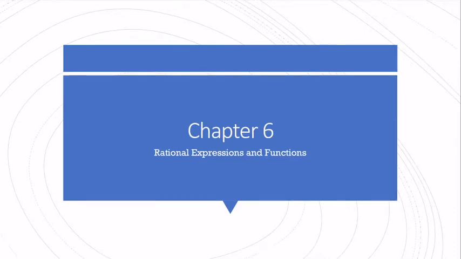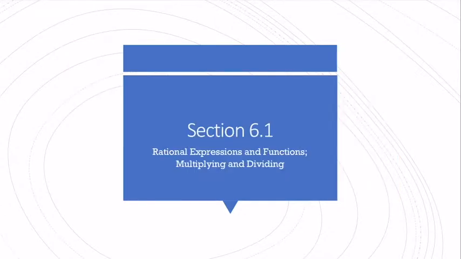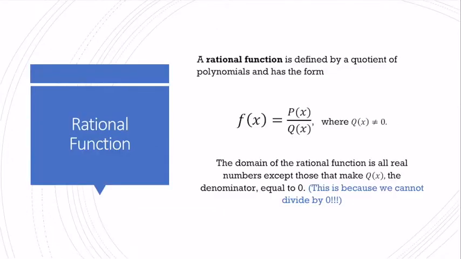Right, class, today we're starting chapter 6, which is all about rational expressions and functions. Remember, we did chapter 5, chapter 8, and now we're going to go back and finish 6 and 7. So section 6.1 is all about rational expressions and functions. So it's kind of an introduction to them. We're going to learn how to simplify them, determine their domains, multiply, and divide them.